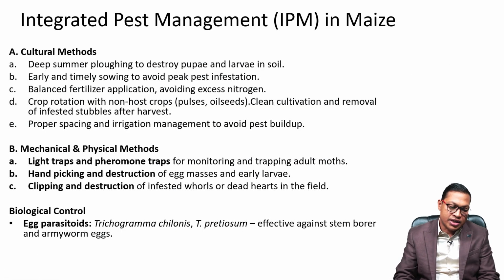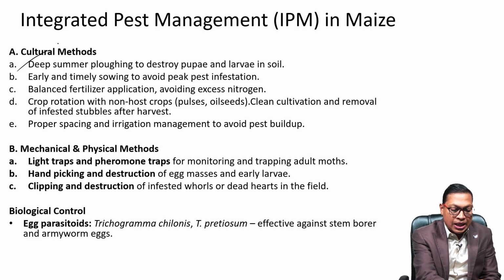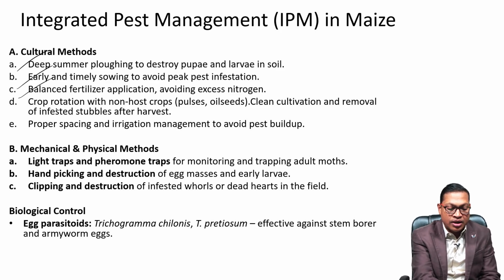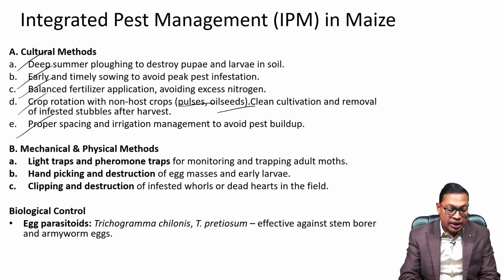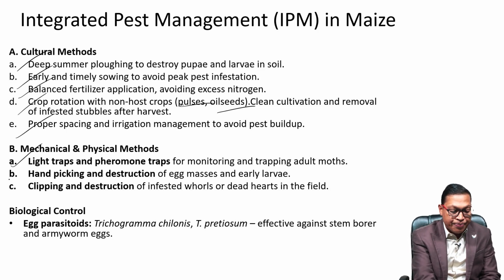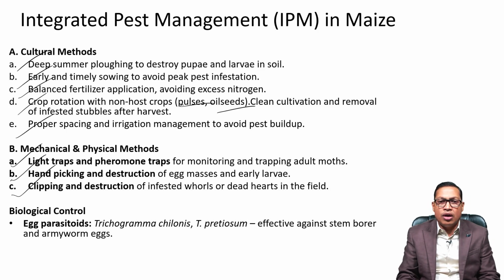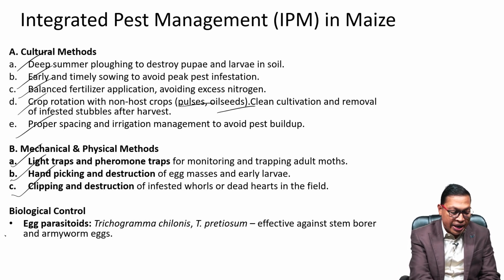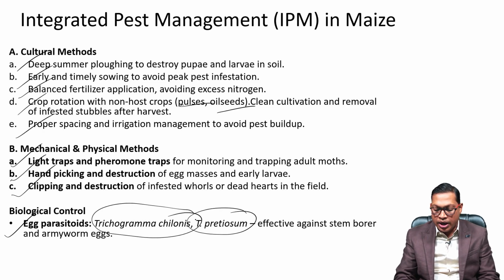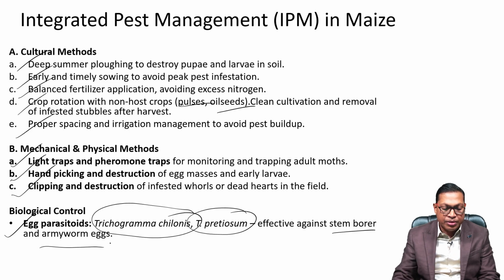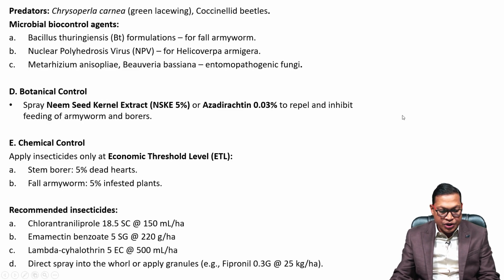So, in cultural practices, deep summer plowing should be done, early and timely sowing should be done, balanced fertilizer will be very helpful, crop rotation with pulses and oilseeds will be effective, and proper spacing and irrigation management will be good. Then in mechanical control, use of light traps and pheromone traps, hand picking and destruction, clipping and destruction are wonderful strategies by which we can minimize the pest population. Otherwise, we will use egg parasitoids like Trichogramma chelonis and Trichogramma pretiosum, effective against stem borer and armyworm eggs. So, these are the biological control.